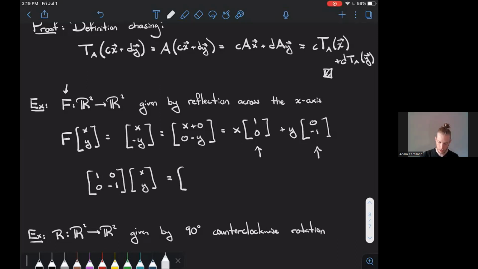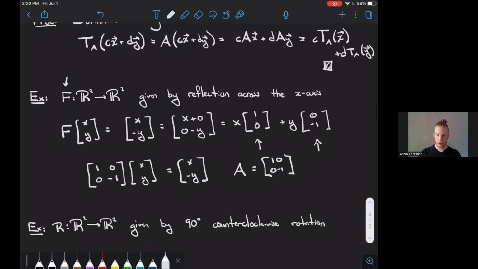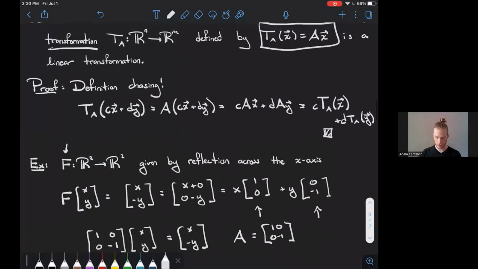This is going to give you x, negative y. So A is equal to 1, 0, 0, minus 1, if you wanted a matrix for this transformation. And if you had to show that f is a linear transformation, you just do what we did before.